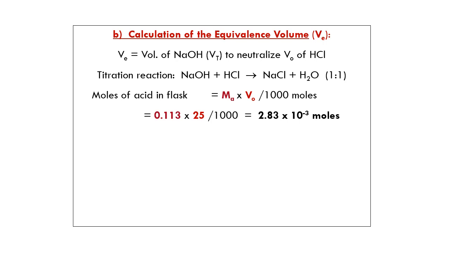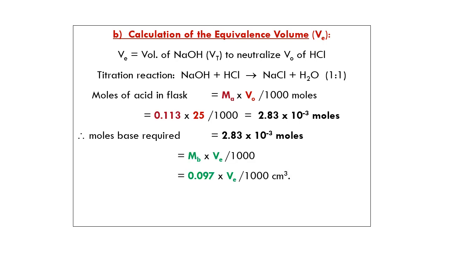We calculate the moles of acid originally in the flask: concentration times the volume in liters. This tells us the number of moles of acid originally in the flask. Because there's a 1-to-1 mole ratio between them, we expect that the same number of moles of sodium hydroxide would be required to neutralize the HCl.